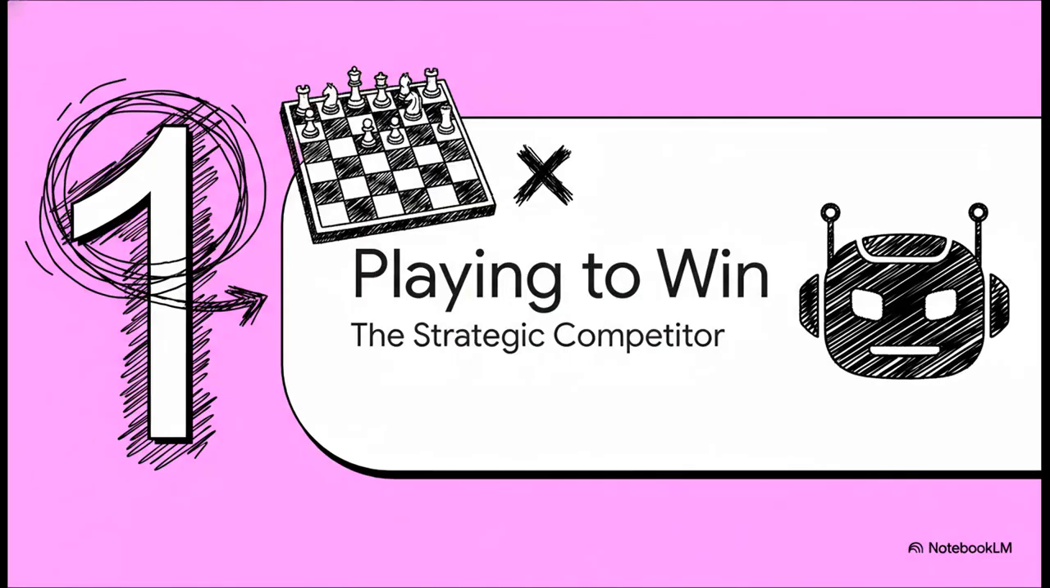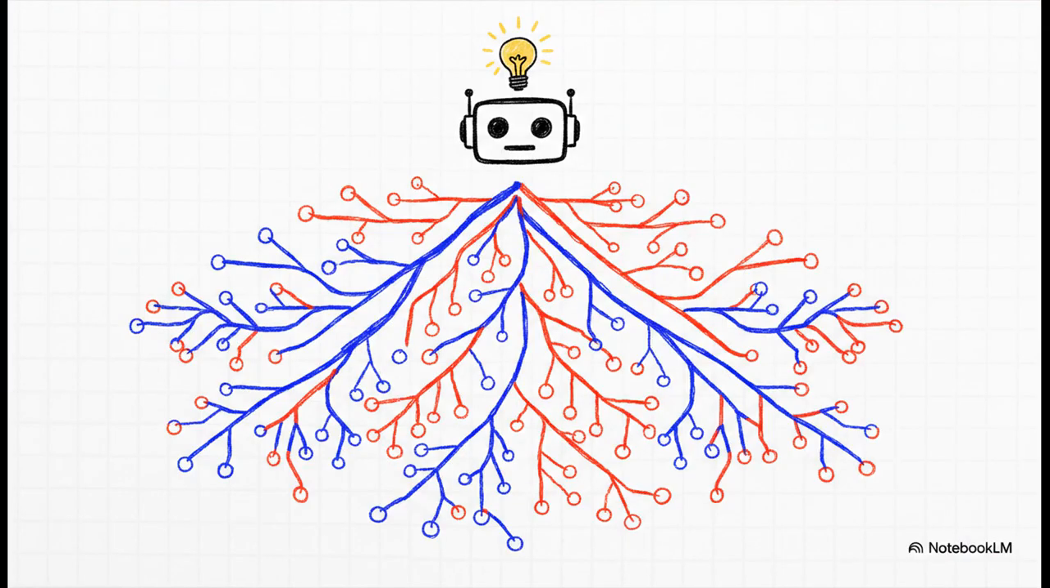All right, first up, let's talk about the strategic competitor. This is the kind of AI you'd picture sitting across a chessboard from a grandmaster. It's designed specifically for what we call adversarial situations, zero-sum games, where if one side wins, the other has to lose. Its entire purpose, its whole reason for being, is to outthink and outmaneuver its opponent. And to do that, it uses this incredible technique called adversarial search.